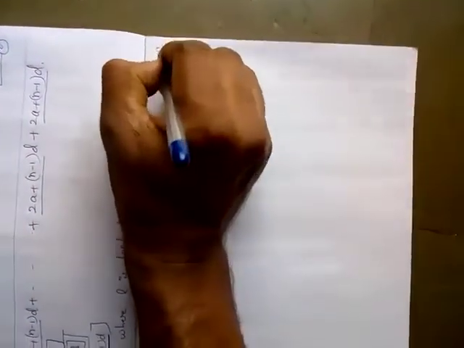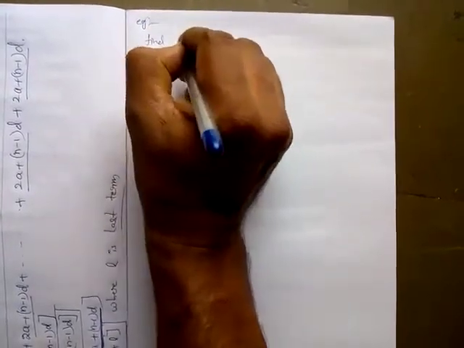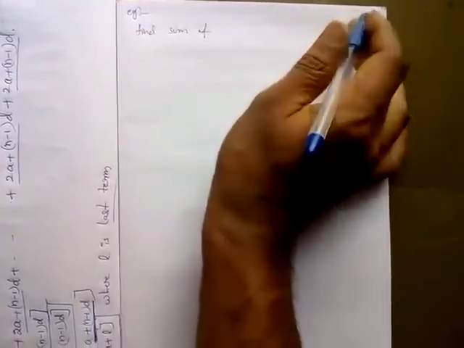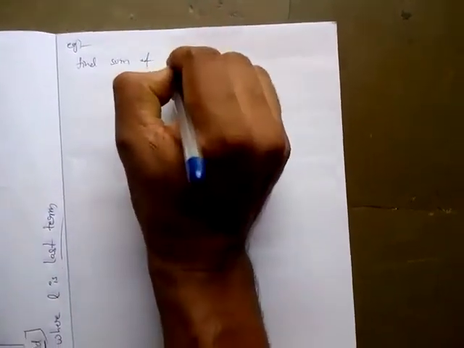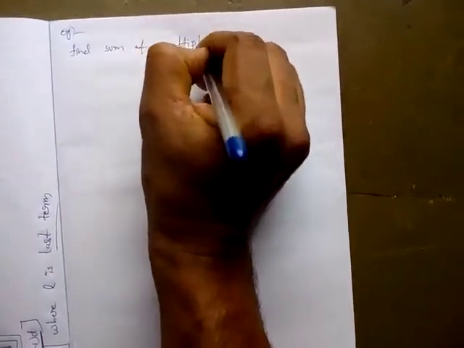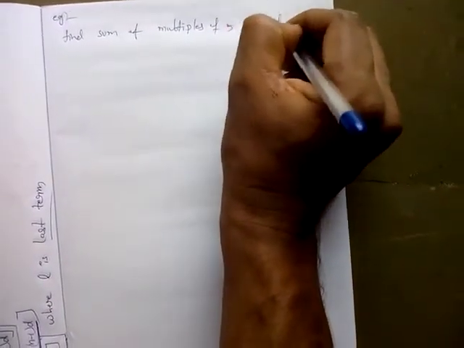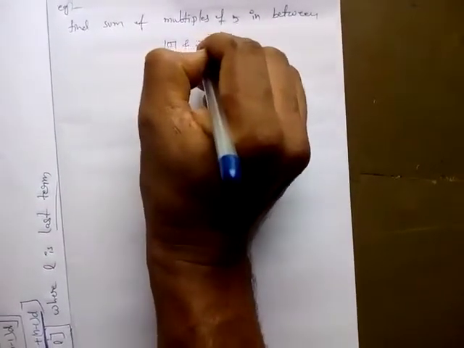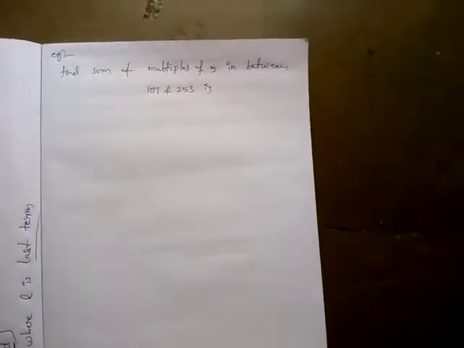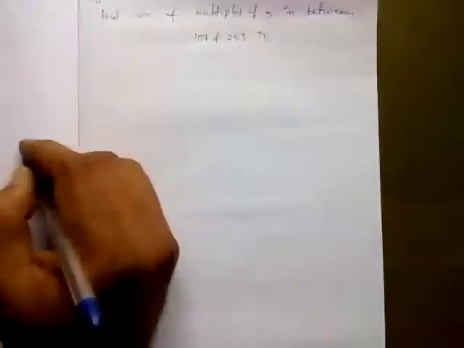See, this is an example. Find the sum of multiples of 5 in between 107 and 253. Find the sum of multiples of 5 in between 107 and 253.